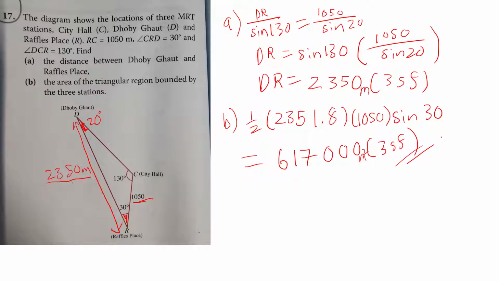Alright, that's all. So, you do not have to complicate yourself for this one, because some people might want to make this into a right angle triangle and find it. Don't need. You have the angle, you can use half AB sine C. Alright?